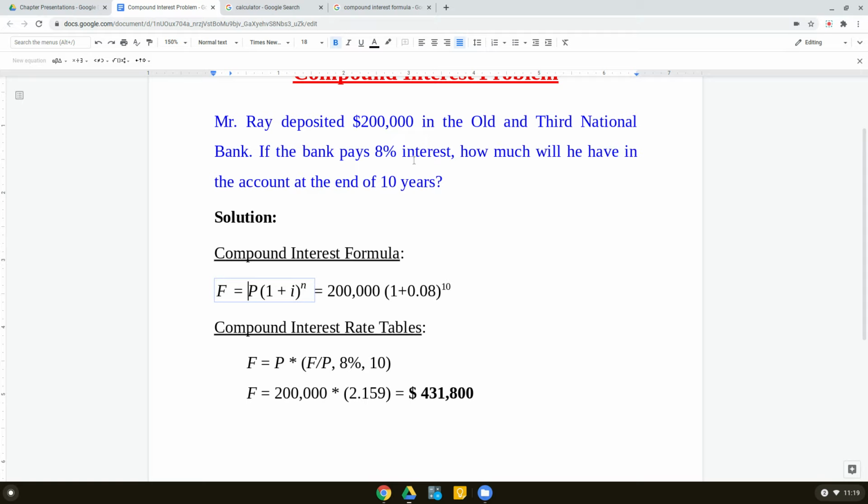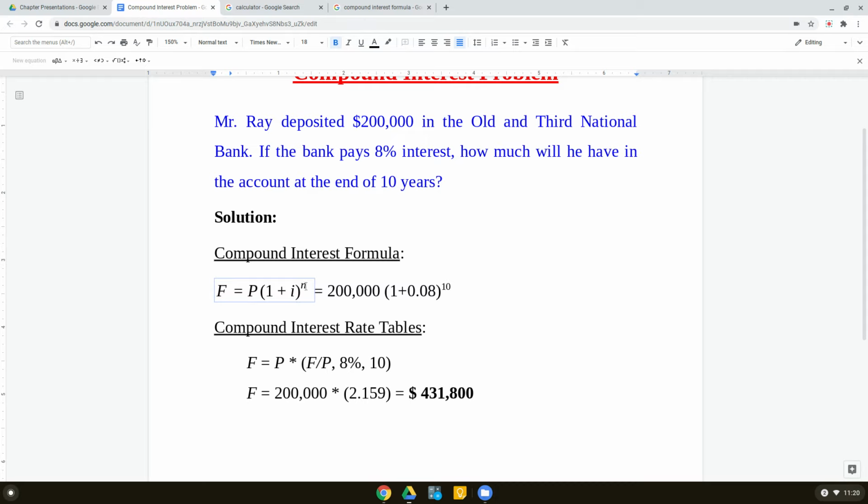The interest is compounded on an annual basis because they haven't mentioned otherwise. When they don't mention, by default we assume an annual basis. So, future value, which we want to calculate, how much will he have in the account at the end of 10 years? So that F value is equal to P, which is $200,000, times 1 plus 8% I, to the power 10.